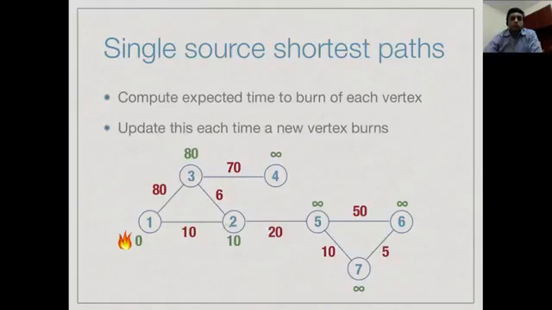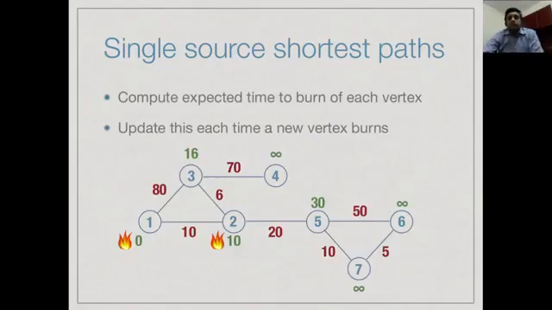Now among these two, we find that 10 is smaller than 80, so there can be no shorter path to 2. So we say that vertex 2 is burnt and we update its neighbors again. So we say that vertex 2 burns at time 10. Now because it burns at time 10, we can update the cost to 3 as the minimum of 10 plus 6, 16, or 80, which is 16. And now we can reset 5 from infinity down to 10 plus 20, which is 30.